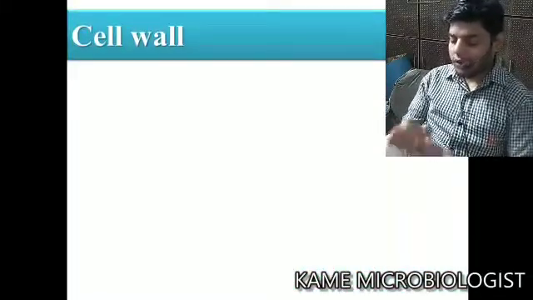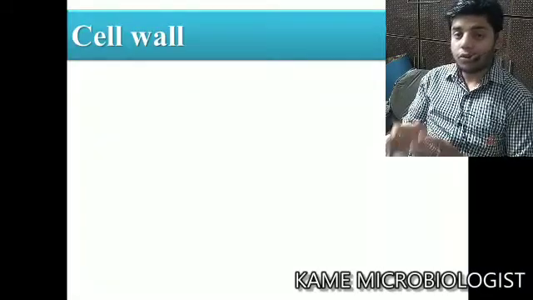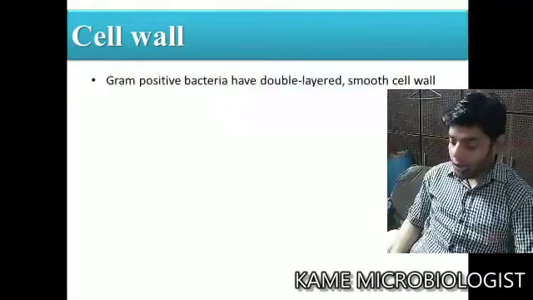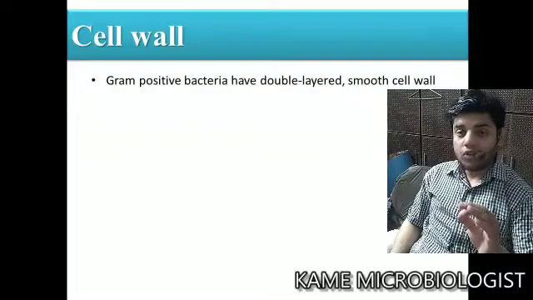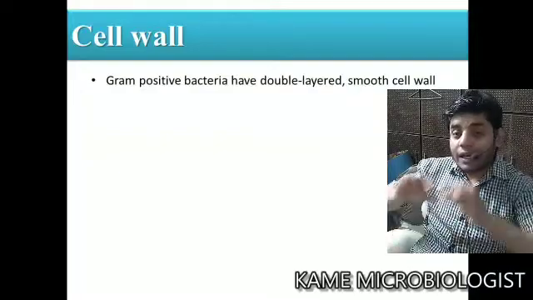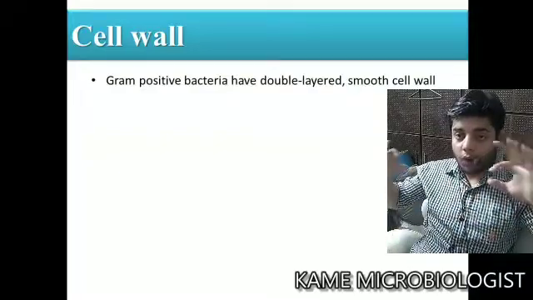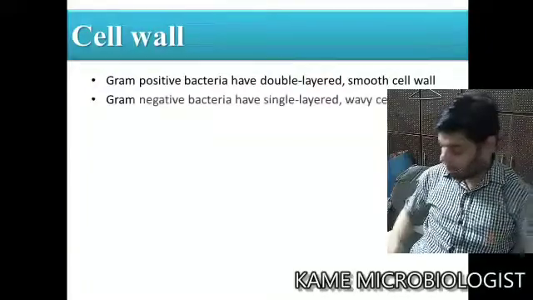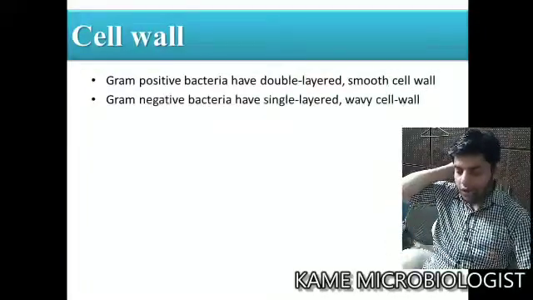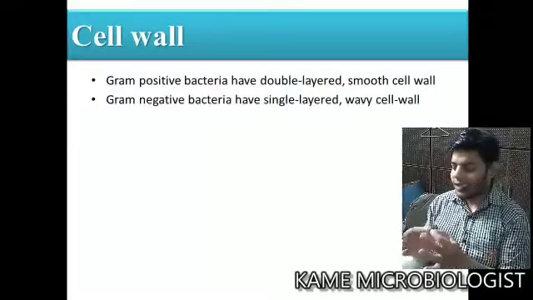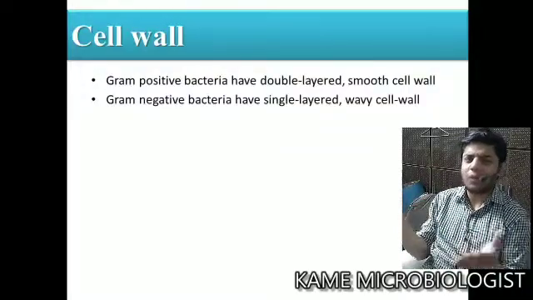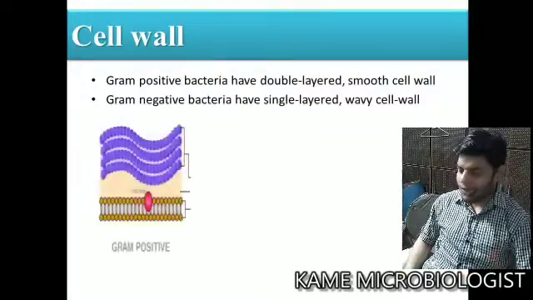Then let's differentiate the gram positive and gram negative bacteria by their cell wall. So remember guys, gram positive bacteria have a smooth and double layered cell wall, while in case of the gram negative bacteria, the cell wall is a single and wavy cell wall, okay, not a smooth cell wall, we can say like that.